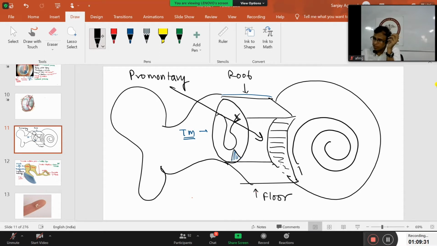What is this whole thing called? Cochlea. And this part of the cochlea is called the base of the cochlea. Promontory likes the base. Who does promontory like? It likes the base. Right? So why do we have the promontory? For the base of the cochlea to adjust. That's why we have the promontory.